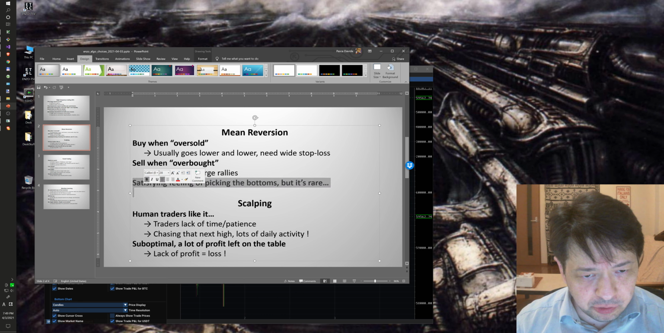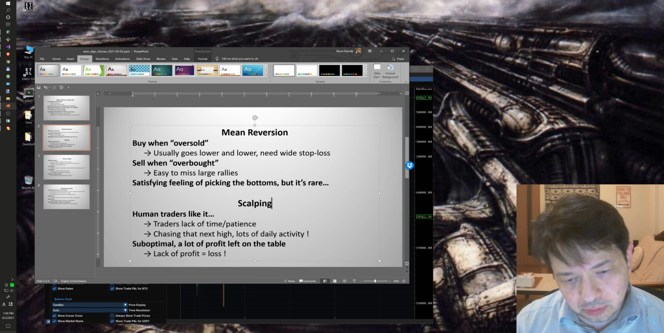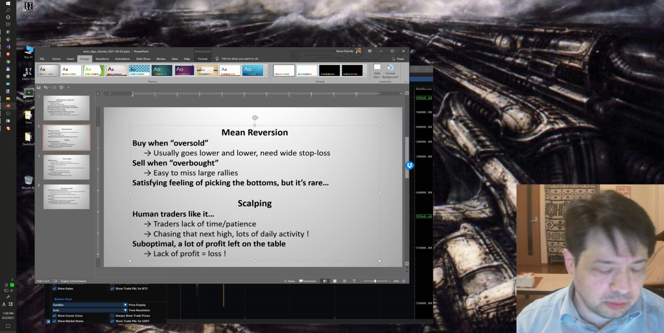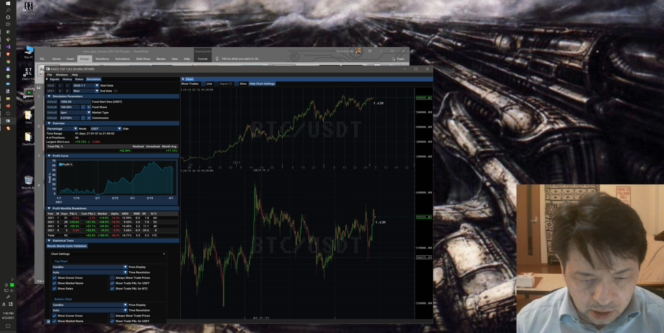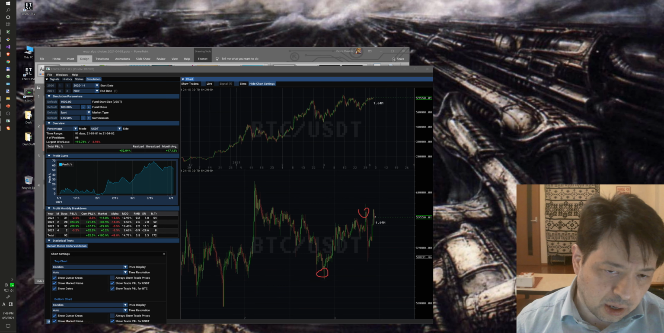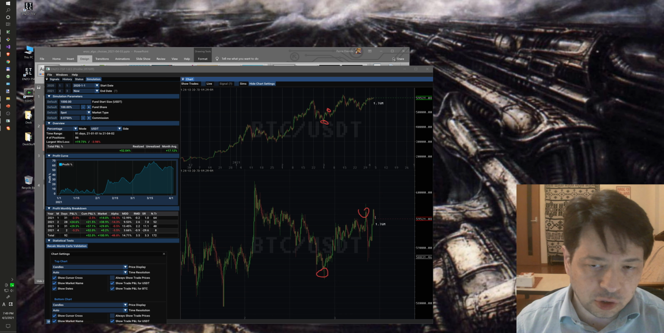One nice thing about mean reversion, or in general the concept of buying when the price is below the mean, is that it's much easier to pick the bottoms, and it's just satisfying to be able to, for example, buy here and sell here. But again, the problem is that when one buys and sells, he thinks he's selling high, but it's actually perhaps going to continue going up, and it often is.